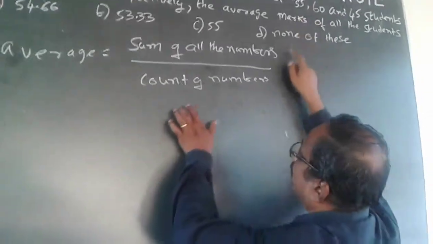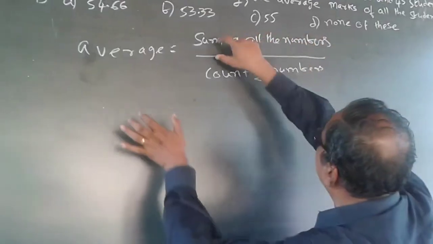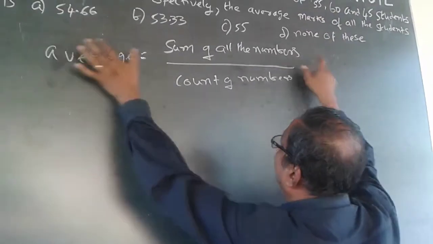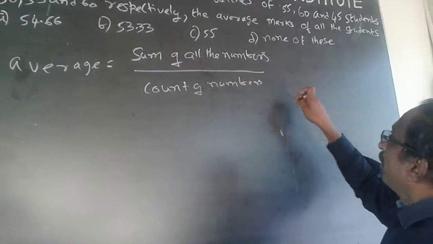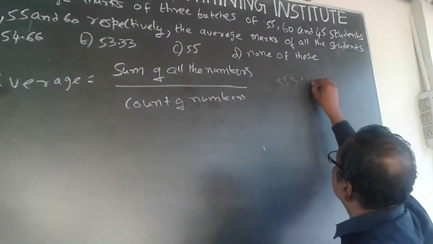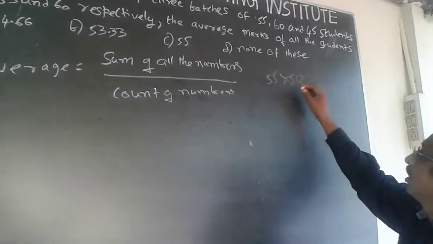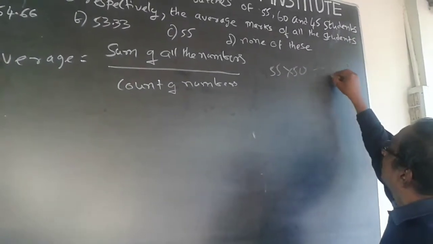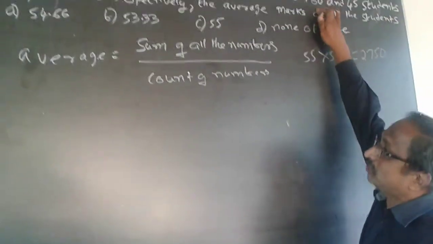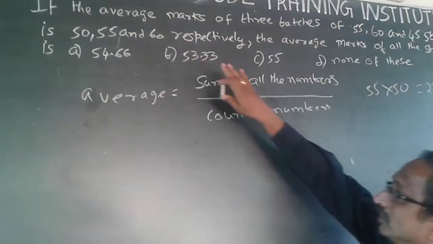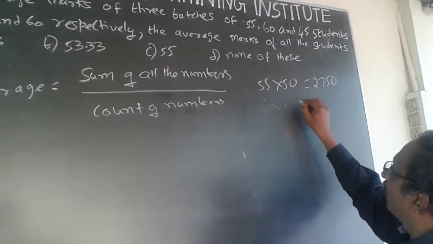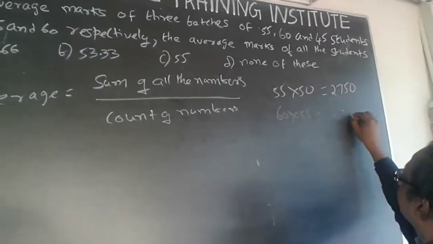So count, 55, into average will give me the sum. Here count is 55 into the average, which is 50, will give me the sum. So what I have to do is 55 students into 50 will be the marks of all these 55 students, which will be equal to 2750. Similarly, 60 students have an average of 55. So 60 students into 55 will be equal to 3300.